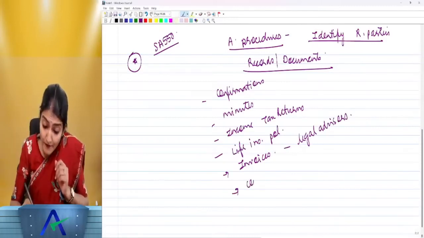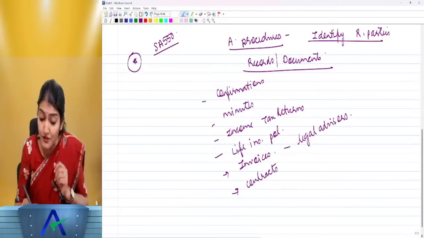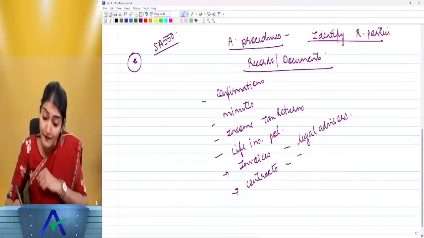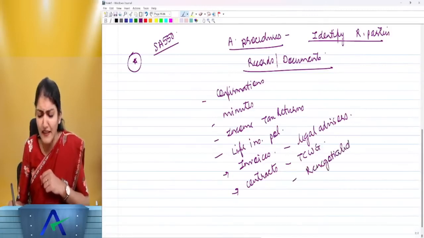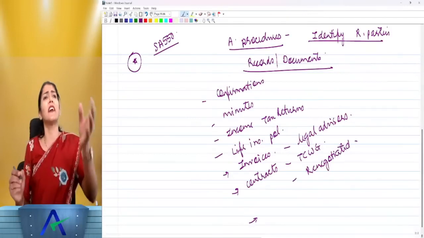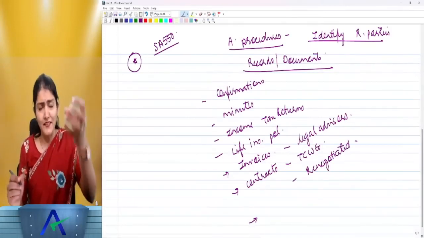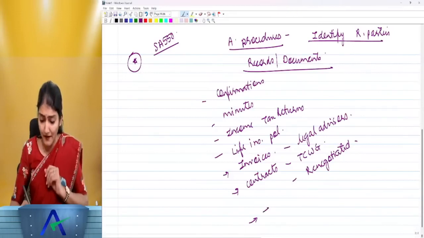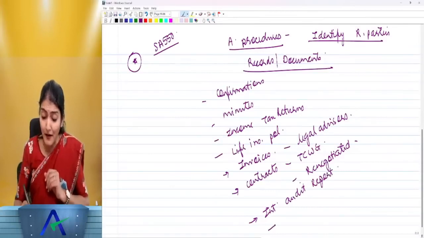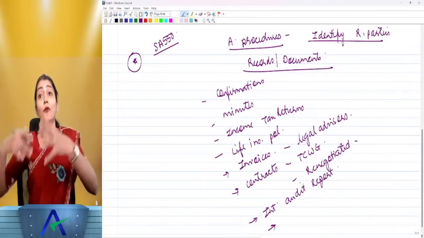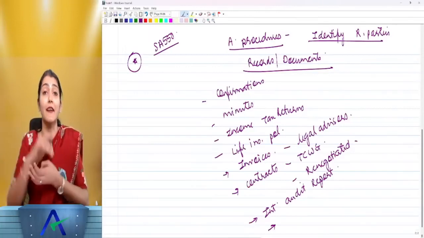Then any contracts or arrangements which have been renegotiated during the year, or which have been entered into with the TCWG, or which have been renegotiated during the year. So again, you wonder, why did they renegotiate? Then you came to know it's with a related party. Then you look into the internal auditor's report. Even that can give you information regarding related parties, that internal controls were not followed when related party transactions were getting recorded.